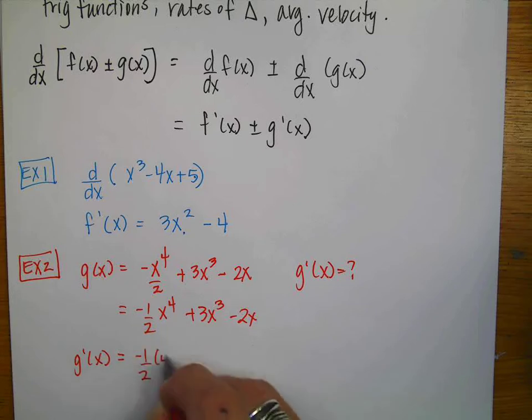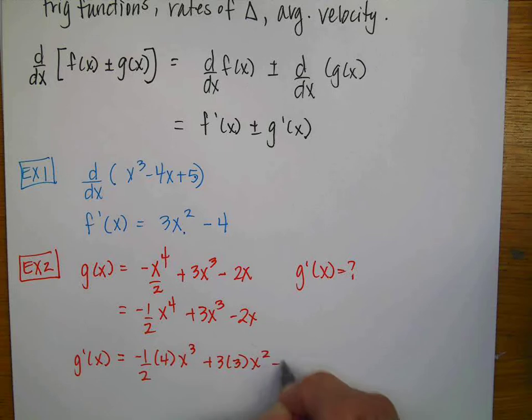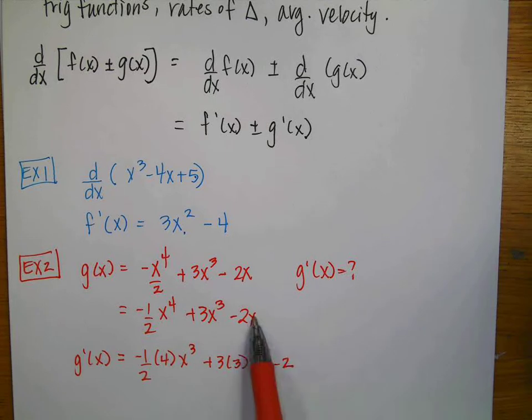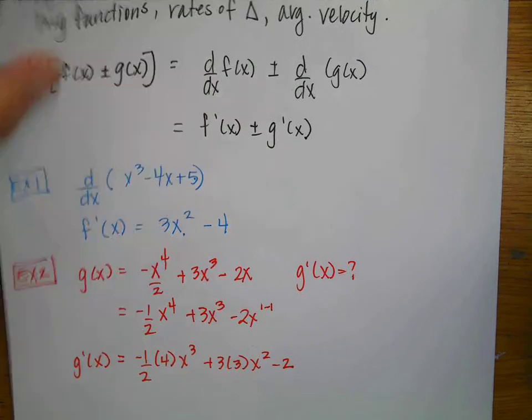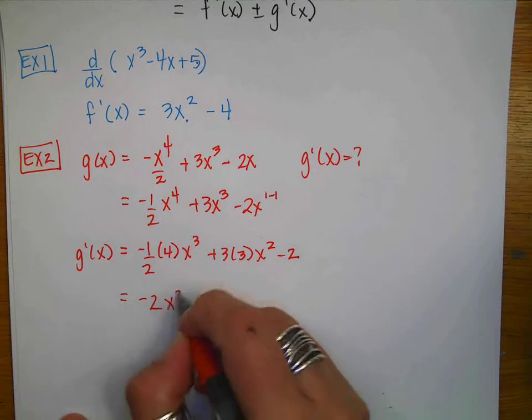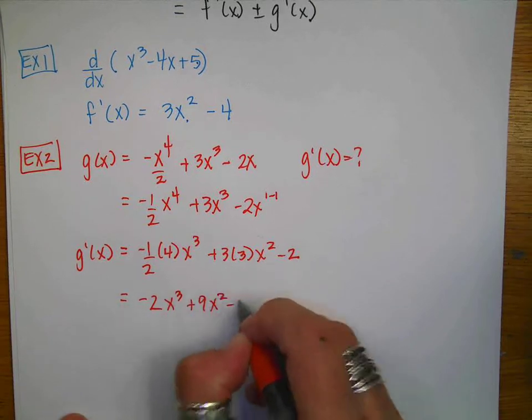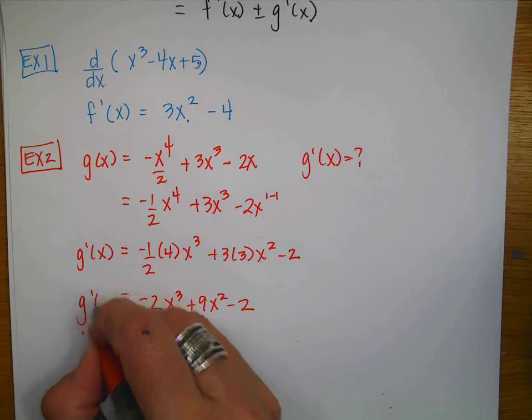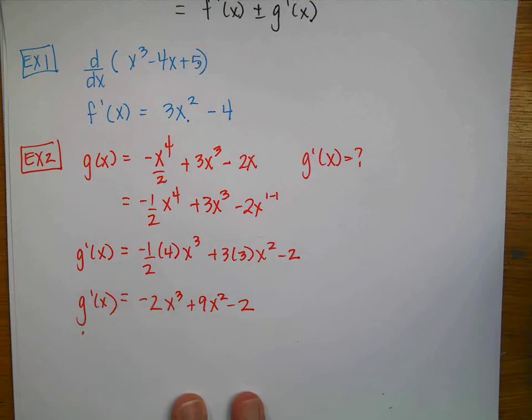So g prime of x would be, here's the negative 1/2. The 4 goes out front, x to the third, 3 times 3x squared minus 2. Because if this is x to the first power, x to the 1 minus 1, 1 minus 1 is 0, x to the 0 is 1. And now I just have to simplify this math. So this is a negative 2x to the third, plus 9x squared minus 2. And then I put my g prime of x out front, and there is my concise little statement.